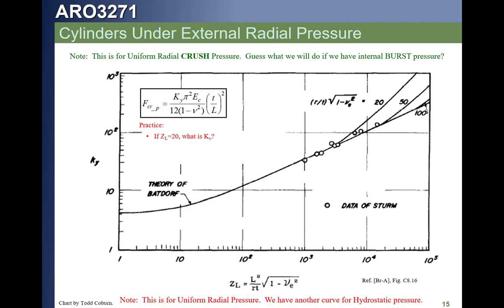Here's a little practice. If your Z is 20, what's your K? If your Z is 12, what's your K? If your Z is 300, what's your K? This is just to help remind you how to read these silly log-log curves. Okay?